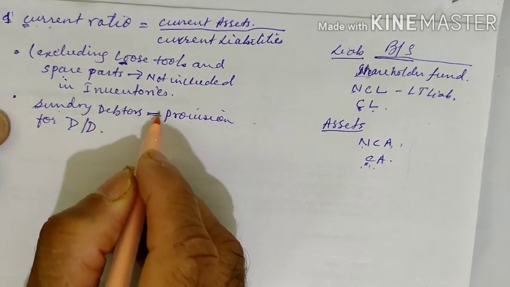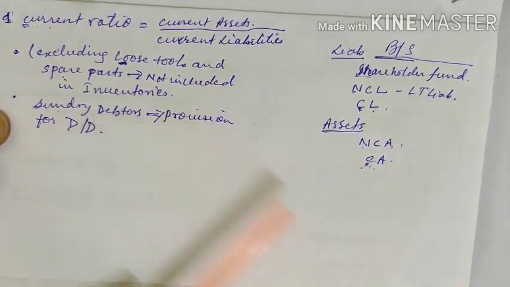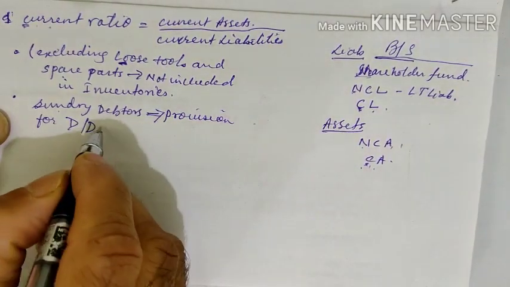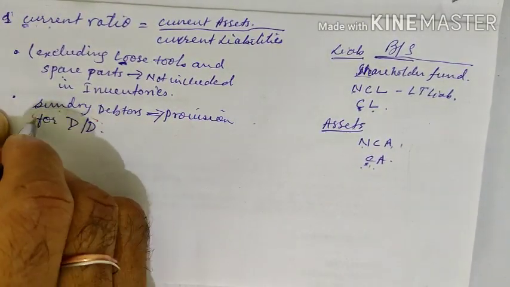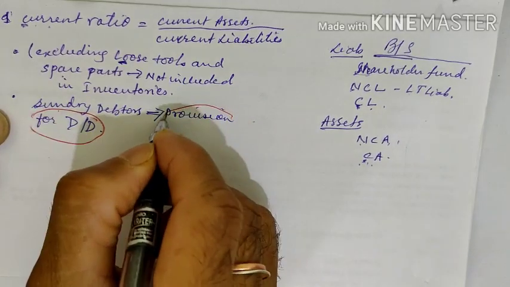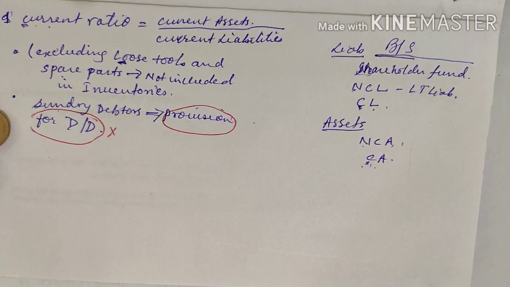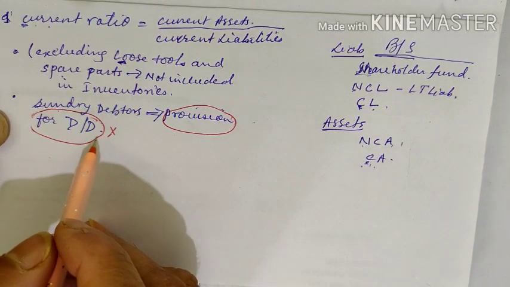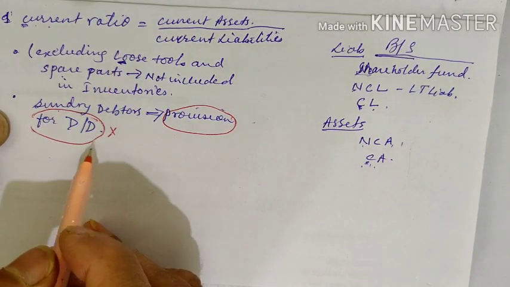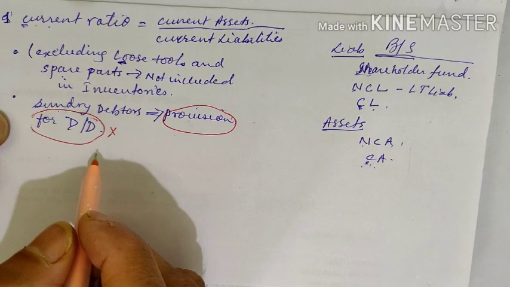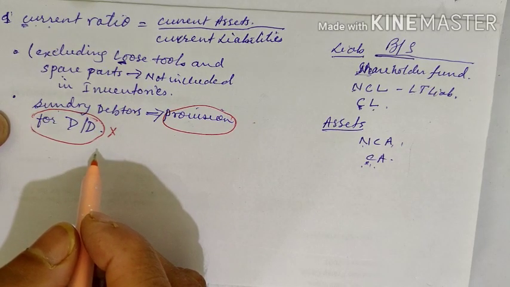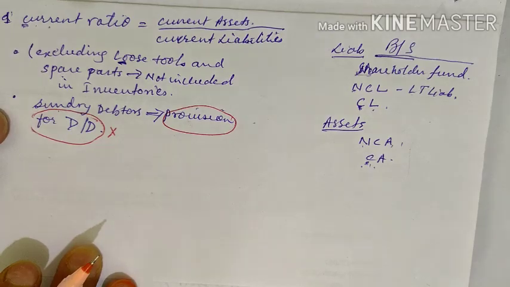Sundry debtors should not include provision for doubtful debts. This provision for doubtful debts should not be included in the sundry debtors. These two things you have to know about the current ratio while calculating the current ratio.